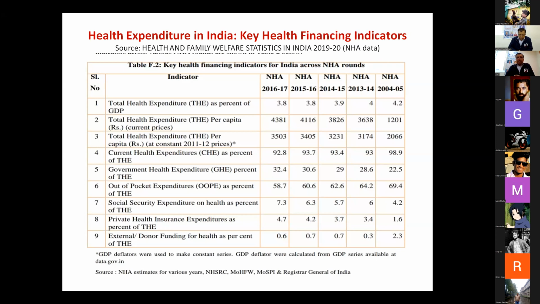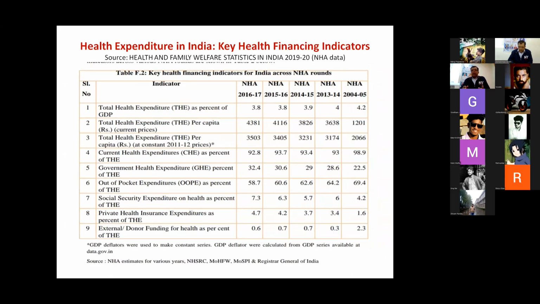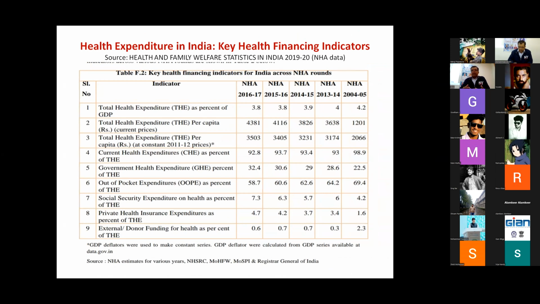Now, the total health expenditure as percent of GDP. So this is very important, because 100% of the GDP is allocated for different sectors. We all know that defense is one of the most important sectors which needs a huge amount of spending. And then after that, there are several other sectors. Education is one important sector. Rural development is another important sector. Infrastructure is another important sector. Railway is an important sector. All these sectors are there.